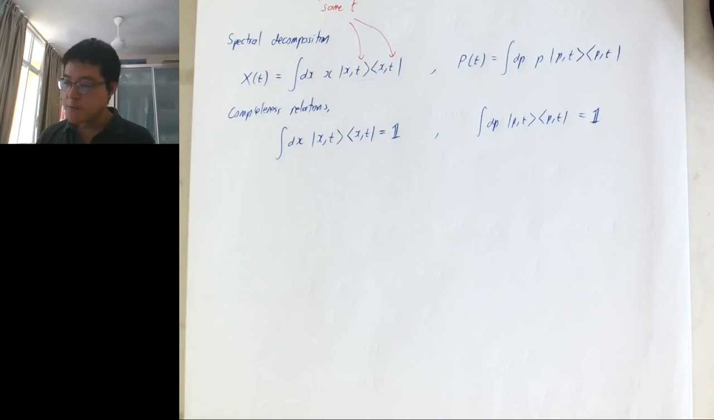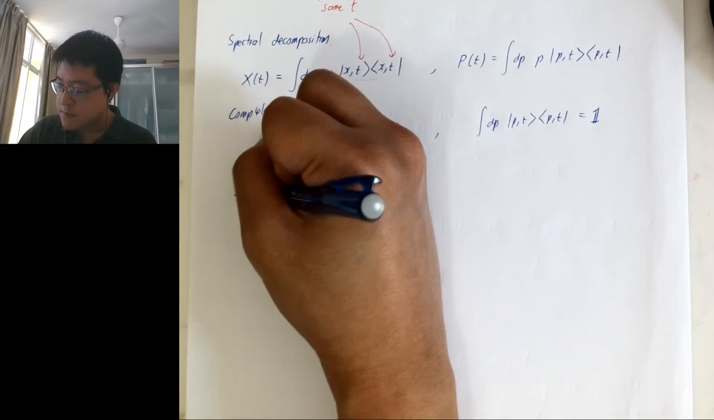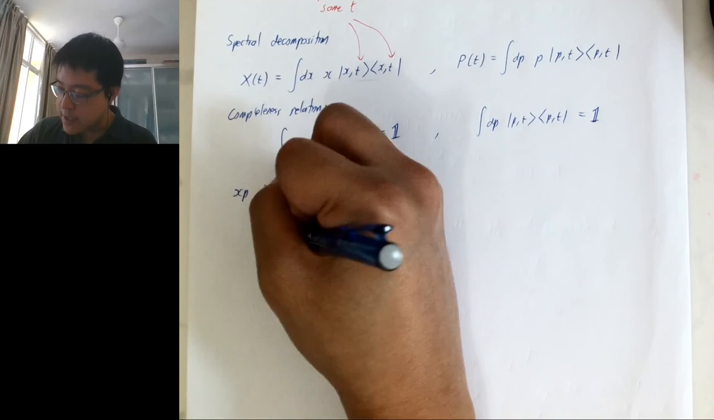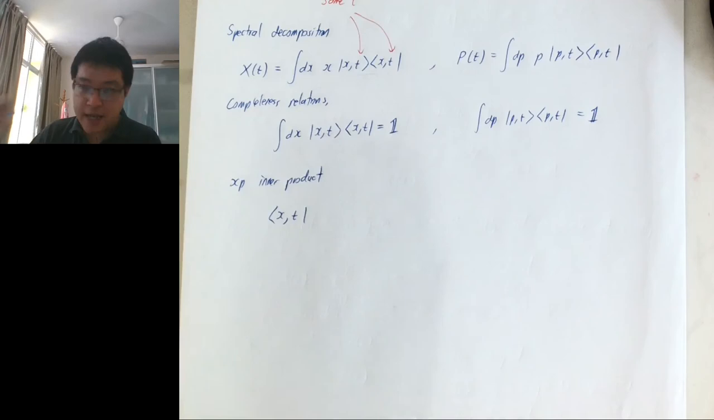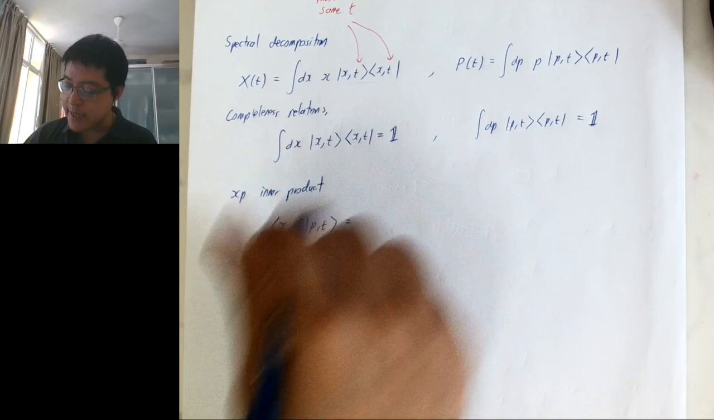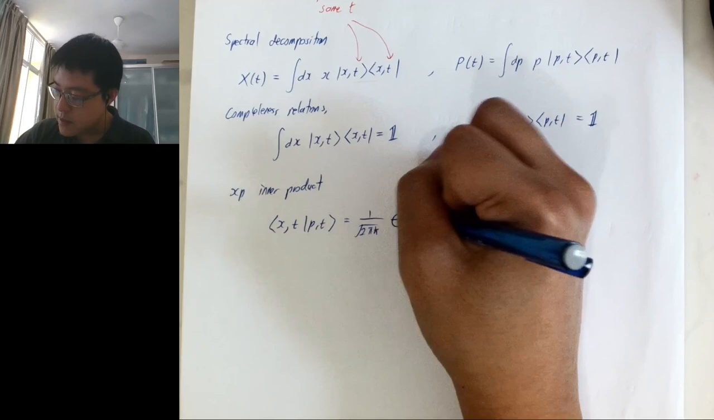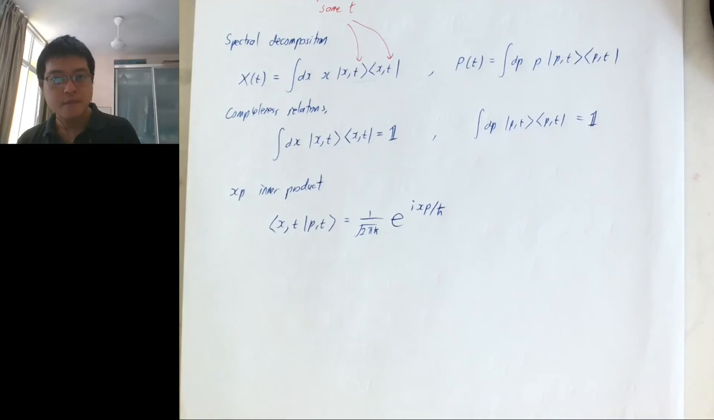What else do we need? In the inner product, everything that we're doing here must be calculated at the same time. So if I take this bra at the same time and the ket at a different time, then it's no longer true. So it must be the same time. Okay, and then the XP inner product was 2 pi h bar e to the i xp over h bar. Okay, so this is the inner product.